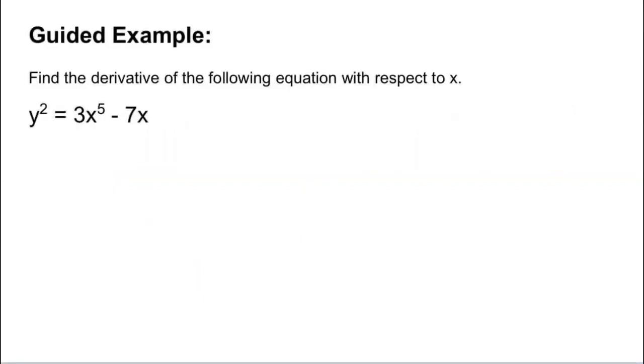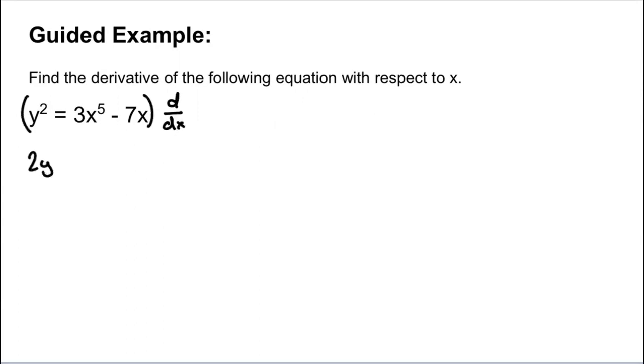So now let's find the derivative of the following equation with respect to x. This is y squared is equal to 3x to the fifth minus 7x. So you could take the square root of both sides and have it in terms of one variable, y is equal to the square root of 3x to the fifth minus 7x. But I feel if you go through the process of taking the derivative of both sides from the beginning, it's a more intuitive process, and in the end, it'll be easier to solve.